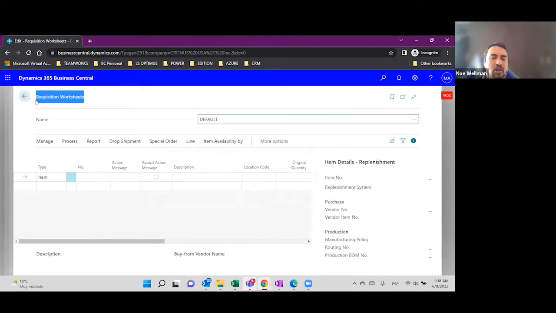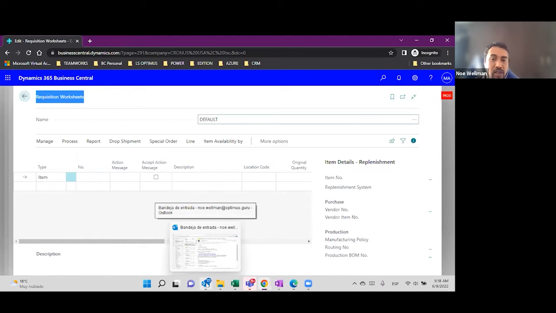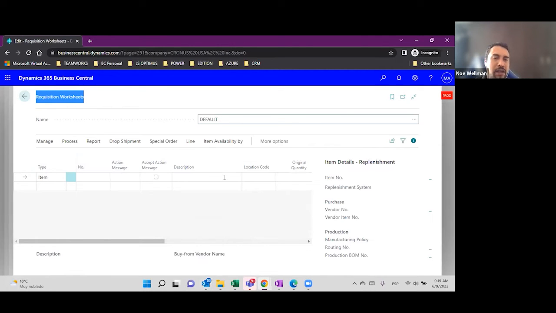Now, the requisition worksheet, what is this? Here is a place where you, as a purchaser, as the head of the supply chain, are going to be reviewing all the information that is being requested either by Business Central or by the people that work with you. Just to mention, you might be thinking, should I, if I start planning, open a request from other employees?